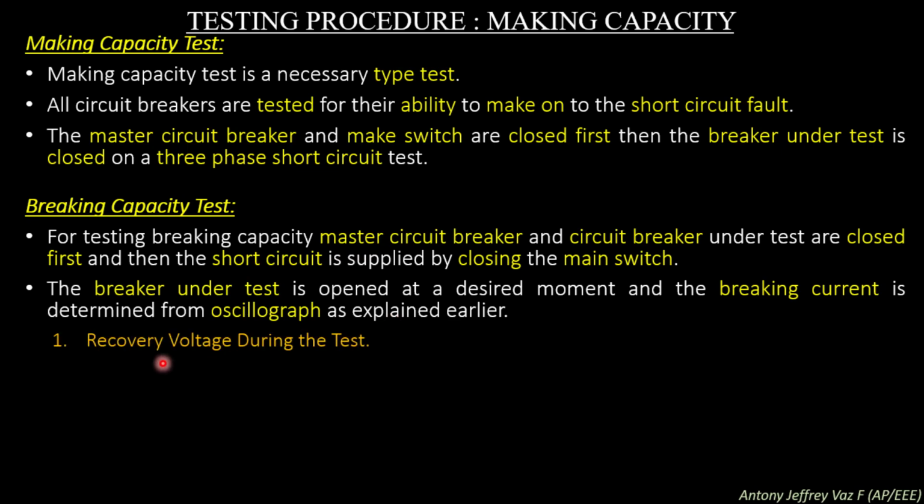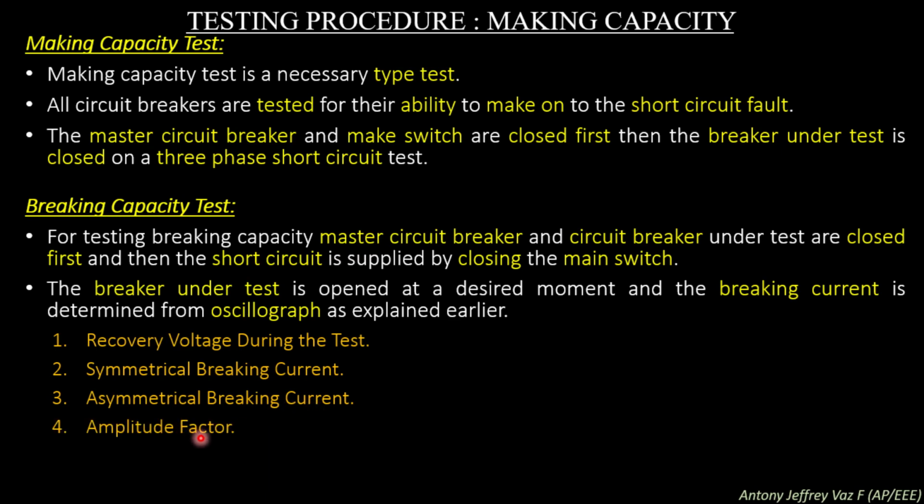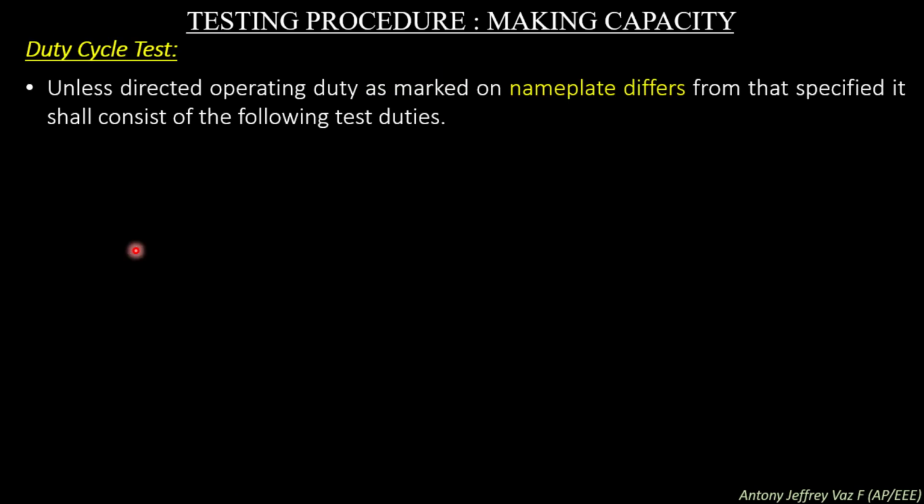The parameters are recovery voltage during the test, symmetrical breaking current, asymmetrical breaking current, amplitude factor, natural frequency and rate of rise of restriking voltage. All these 6 parameters are observed from the oscillograph while conducting a breaking capacity test on a circuit breaker.